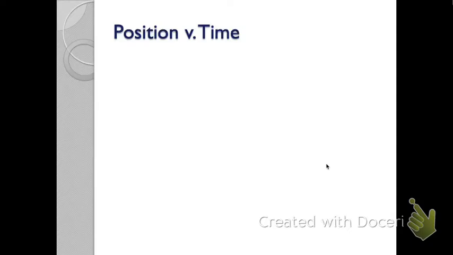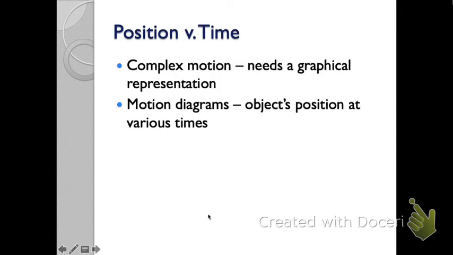Today our topic is going to be graphing, representing motion in a graph, okay? And more specifically in a position versus time graph, okay? So if we have motion that is more complex than just forward, backward, right? Sometimes we need a graph to represent that motion to help us figure out what is going on. Is it moving forward? Is it moving backward? Is it speeding up? Is it slowing down? What is happening in these complex motions?